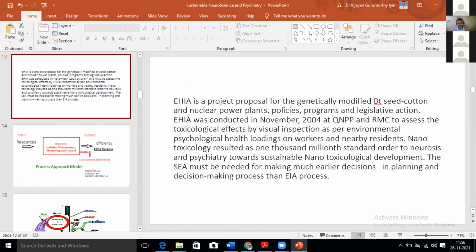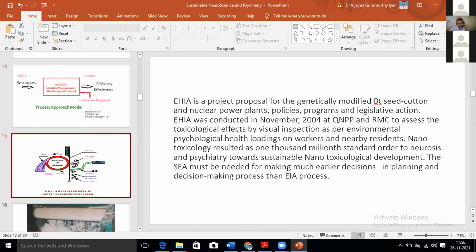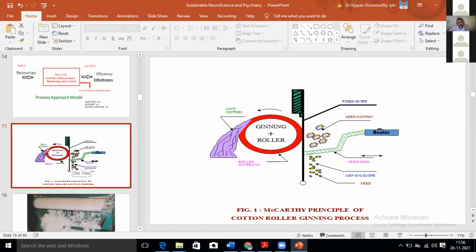Yes, yes. Okay. Next, I am going to the machine theory. Any machine you take, the machine is a ginning machine. In this ginning machine, there is a roller, there is a knife, there is a beater. It's a machine.